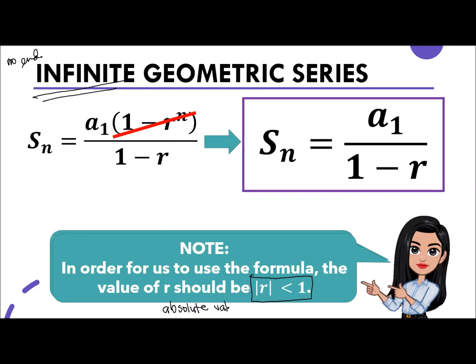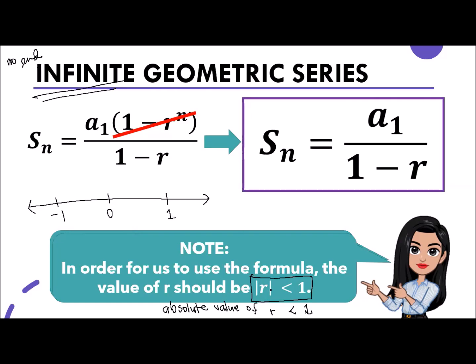Absolute value of the common ratio should be less than 1. Okay? So, ano ba ang ibig sabihin nun? Ayan. Kuha tayo ng number line. So, andito si 0, andito si negative 1, andito si positive 1.